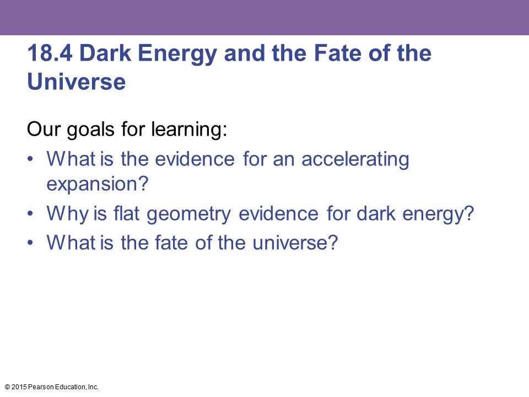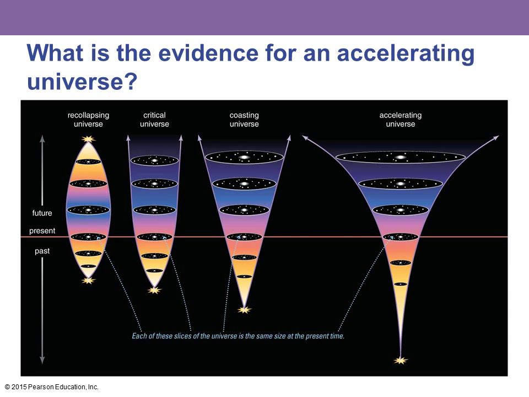Let's look at dark energy and the fate of the universe. What's the evidence for an accelerating expansion of the universe? And why is flat geometry evidence for dark energy? And what's the fate of the universe? Well, these are different ways in which we might consider what will happen to our universe. Starting from the left, going to the right, we have the possibility of our universe stopping and then contracting again. That's called a recollapsing universe.